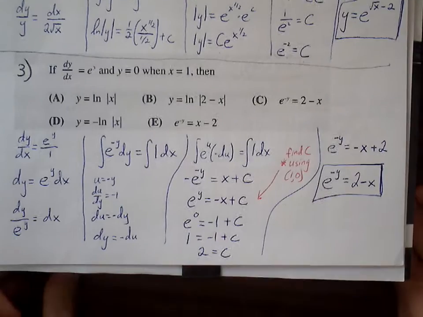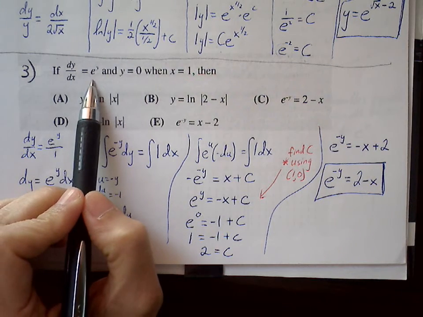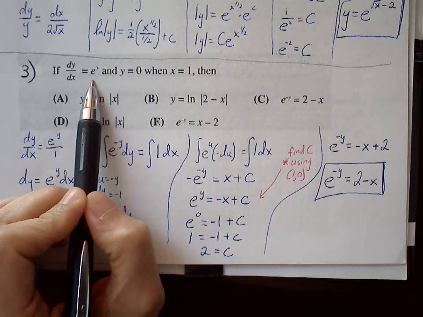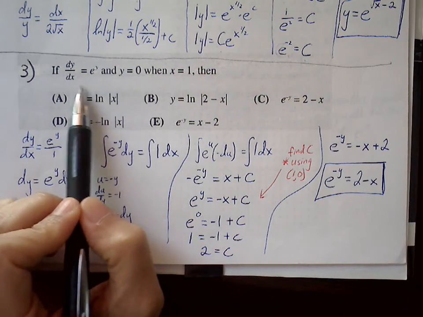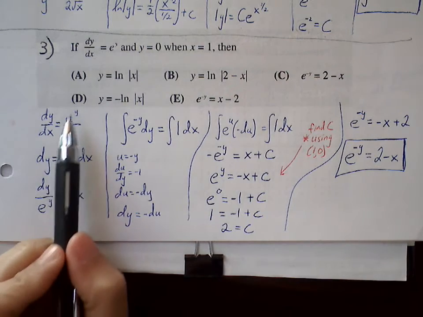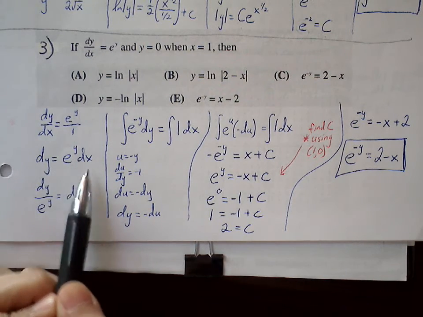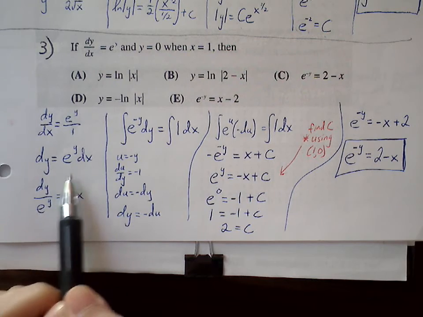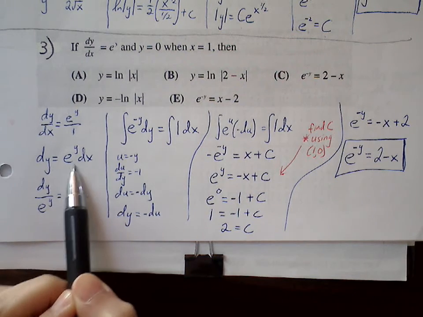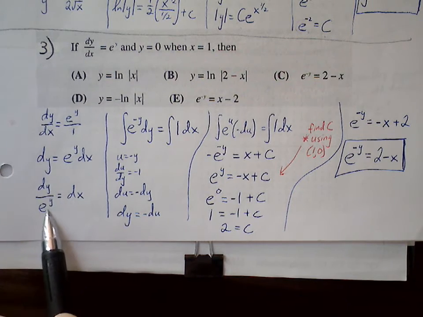Right, number 3. We have another differential equation. We have ordered pairs to help us out. So here I'm going to cross multiply, but first I'm going to rewrite it as e to the y over 1. Cross multiply, I get 1 dy equals e to the y dx. Notice that dy and dx are sitting in their right spots, but that e to the y is out of place. We want all the y's on the left, so I'm going to divide both sides by e to the y.